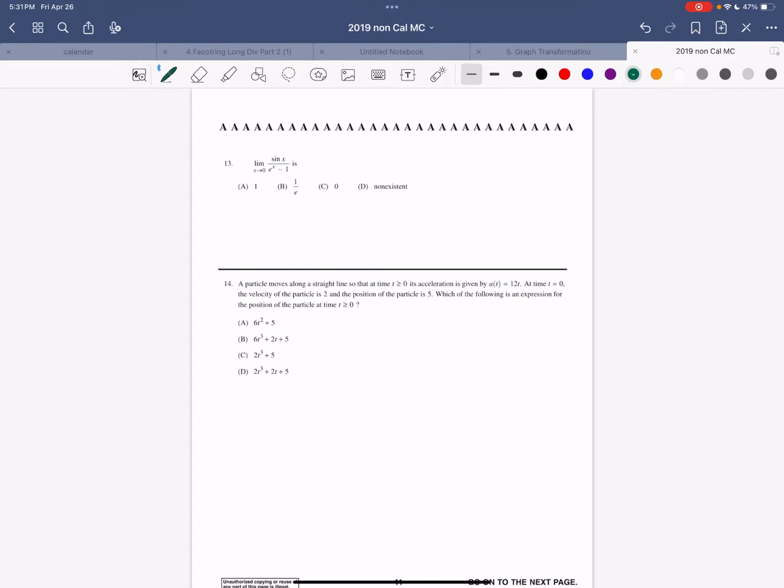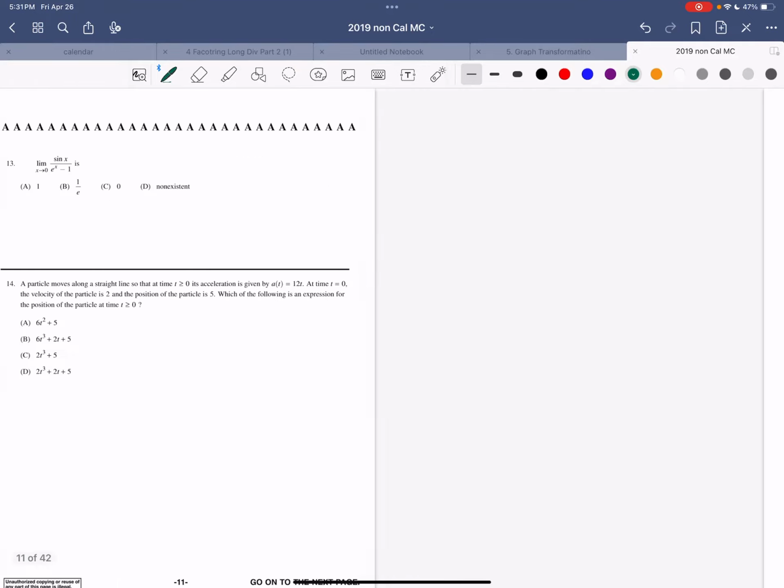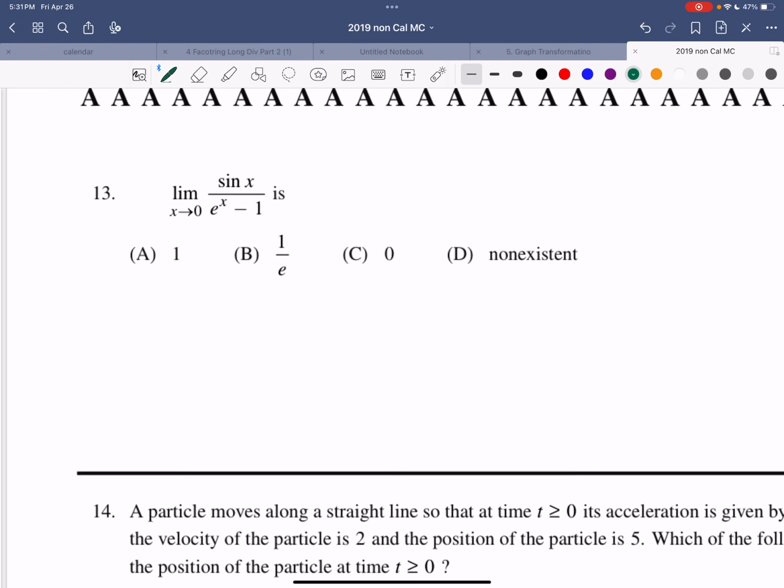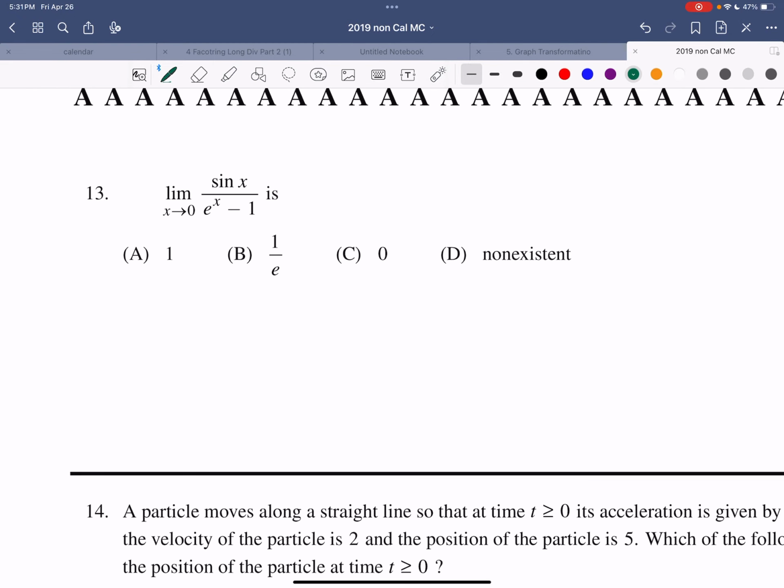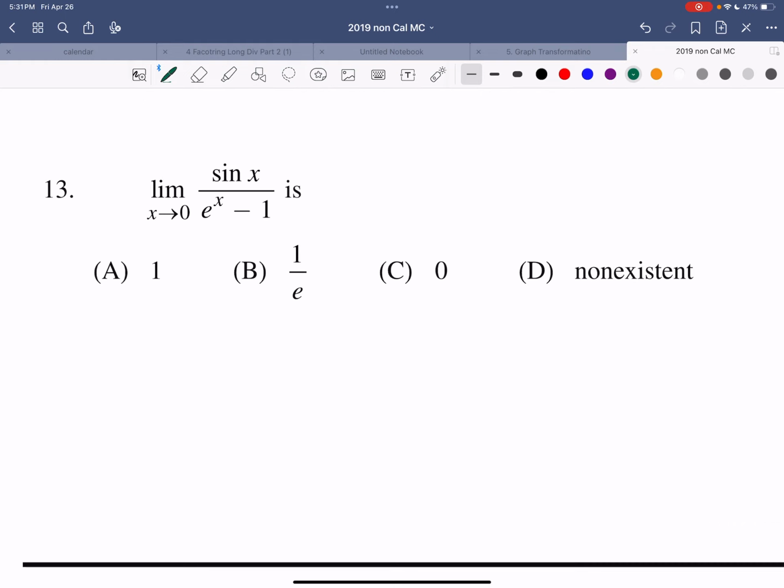Hello guys, this time I will go over question number 13, 14 and so on. And 13 is pretty easy, that's L'Hopital's rule. So what's going to happen is you have a limit, and whenever you see a limit, the first reaction you have to do is plug in the number and see what happens.